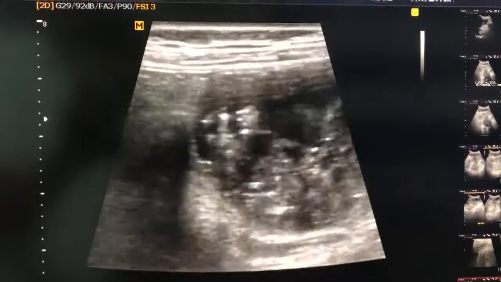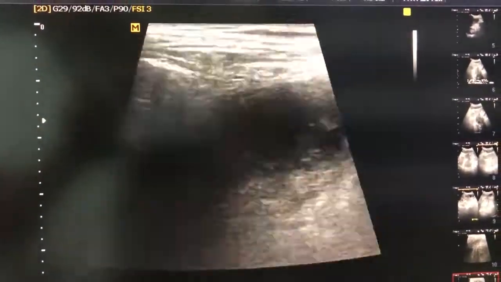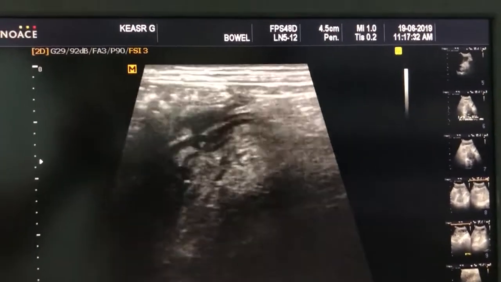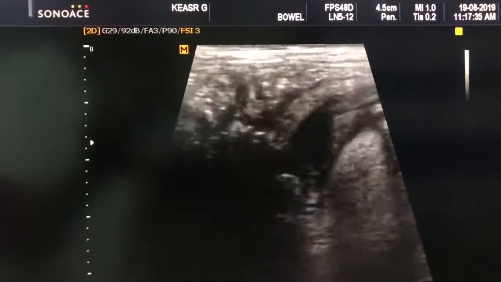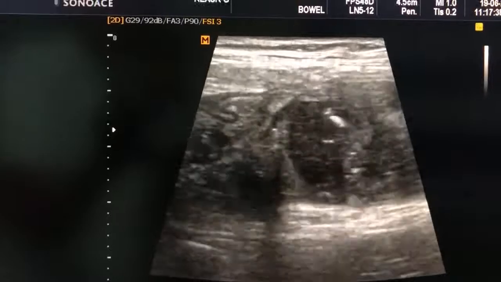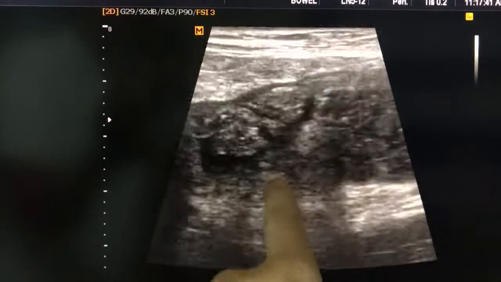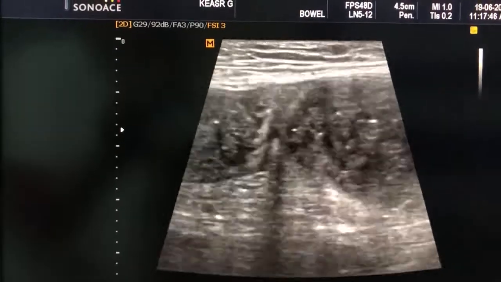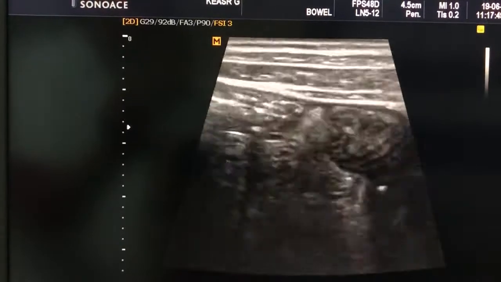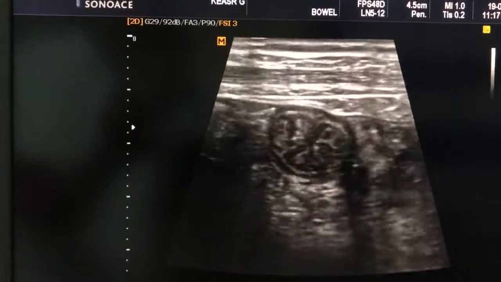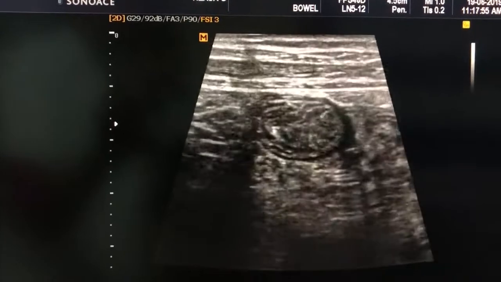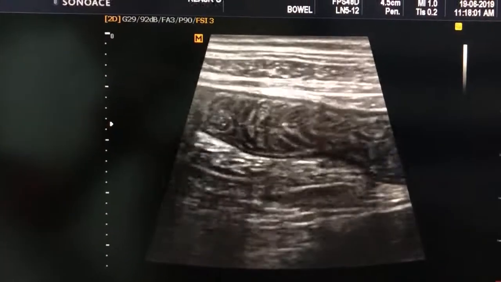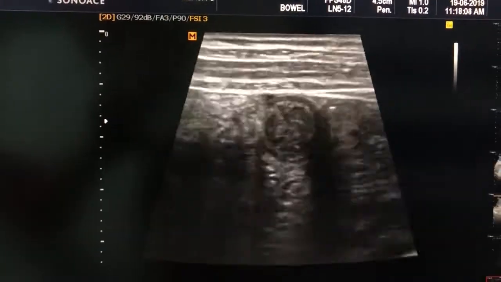Probe is placed on right hypochondrial region. Now the probe is placed on right iliac fossa. And here also there is ileum. Jejunum you can see in right hypochondrial region only. Typical thickened rugae pattern.